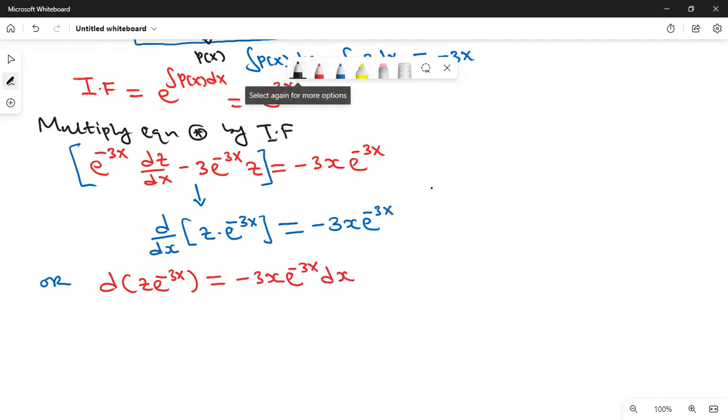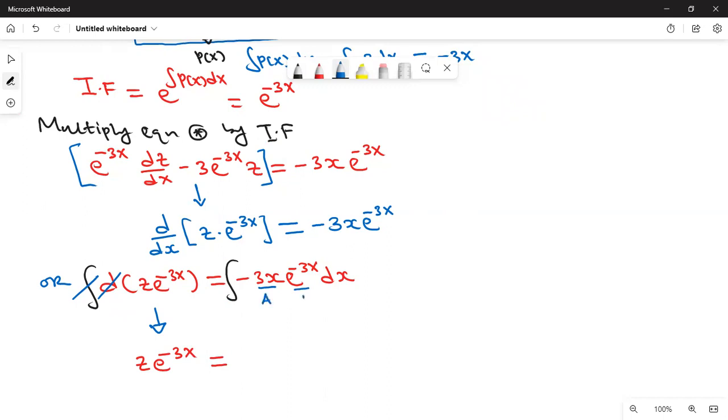So now you can integrate both sides. On the left-hand side, we have integral and derivative. Remember, they're inverses of each other. So here we expect to have z times exponential negative 3x is equal to, on the right-hand side, how do we integrate? Look here, we have a product of two functions. Negative 3x is algebraic. The other one is exponential. So we are going to use integration by parts.